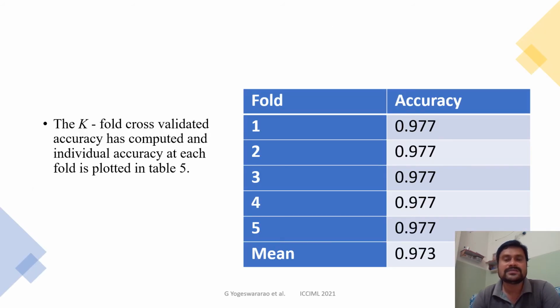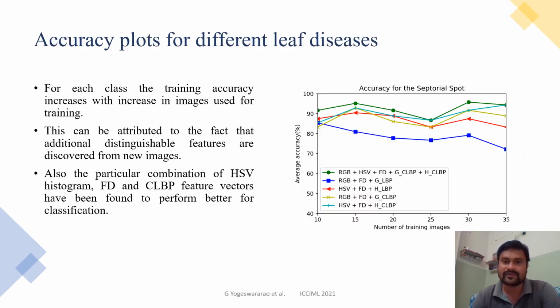And this is the k-fold cross validation. In the SVM we used 5 k-fold values, I mean 5-fold validation. For every fold we get the accuracy values, and the mean is around 97.3%.